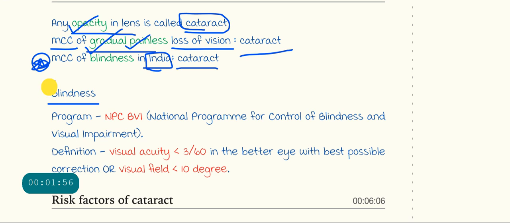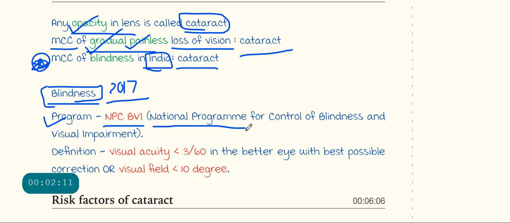Regarding blindness, according to the 2017 guideline, it has been changed. So what is the program now? It is NPCBVI, that is the National Programme for Control of Blindness and Visual Impairment. The new thing added in the program is visual impairment.